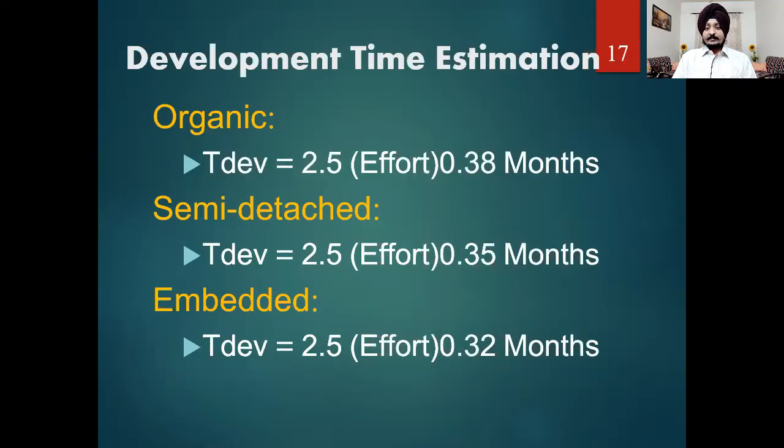And the same equations are applied to calculate the development time. Like here for the organic, development time has been calculated by the factor 2.5 multiplied with the effort, which has been calculated in the previous equations, raised to 0.38. And in the semi-detached, we calculate the development time by multiplying 2.5 with the effort, which has been calculated earlier, raised to a factor of 0.35, and similarly with the embedded one. So here we have seen that we can calculate the effort required and development time for a particular software easily.